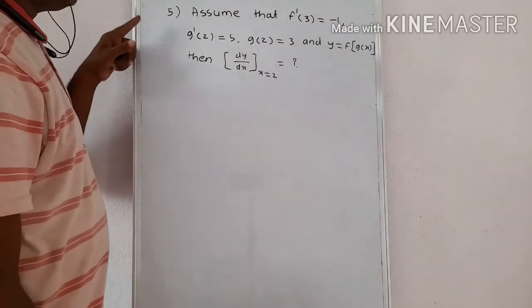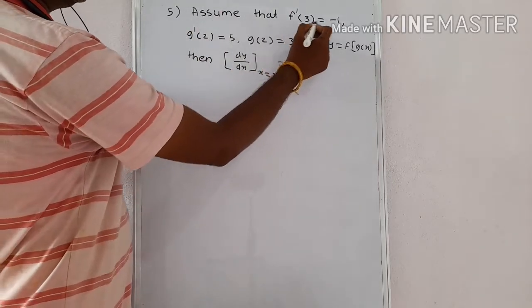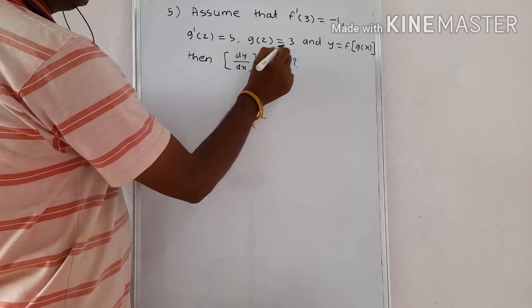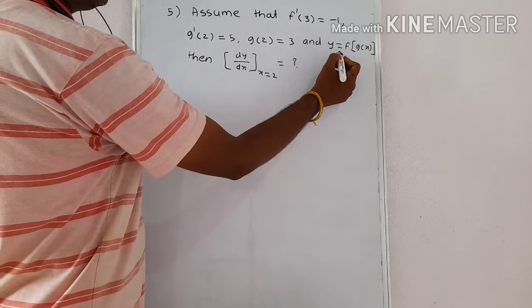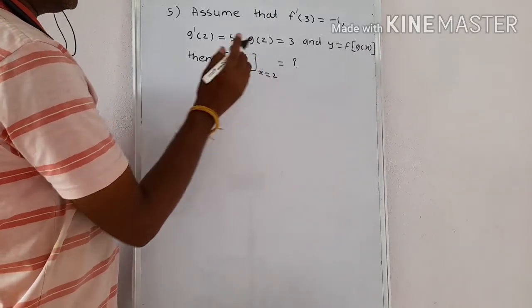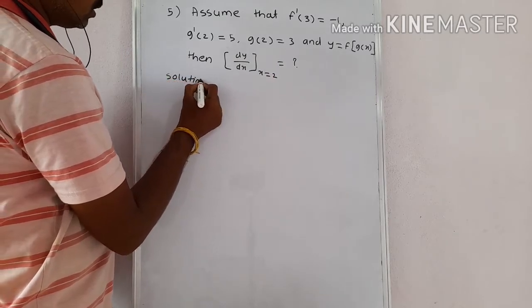Now, here is the fifth example in exercise 1.1. Assume that f dash of 3 equal to -1, g dash of 2 equal to 5, g of 2 equal to 3. These are the given values, and the function is y equal to f of g of x, and we have to calculate dy by dx at x equal to 2. Now we will see the solution for this example.